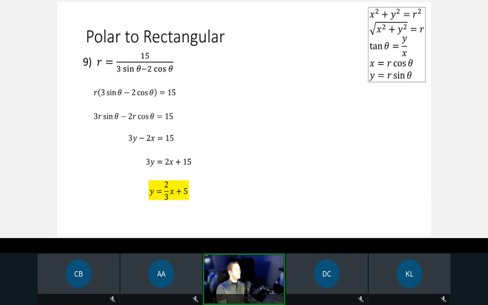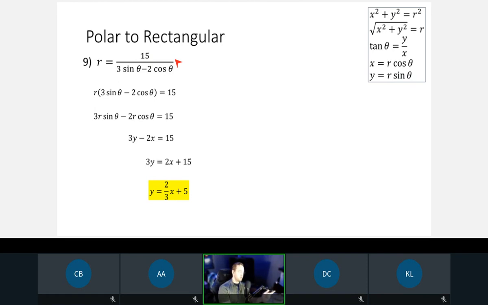Number 9 is polar to rectangular, going the other direction. So I like clearing my fractions. If you have fractions, usually I would say it's probably a good idea to try to clear your fractions. I think it makes everything look easier. So that's what I did. I multiplied both sides by that denominator. So that's how I got r times all that stuff equals 15.